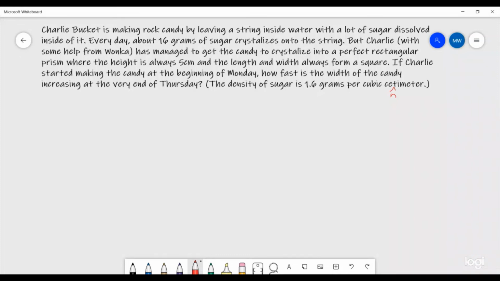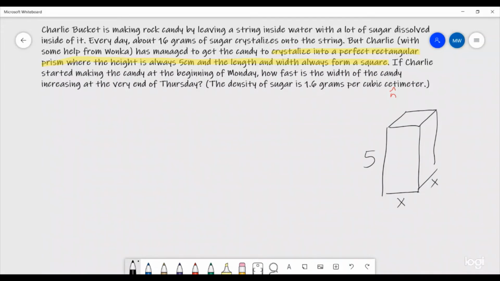Alright. The first way that I would do this is I would start to draw a picture of what we are trying to do. So we have a candy that is crystallizing in a perfect rectangular prism where the height is always 5 centimeters and the length and width always form a square. So that gives us quite a bit of information to start to draw a picture. So we know that it's going to be something like this, where the height is always 5, and the base is always the same, so x and x.